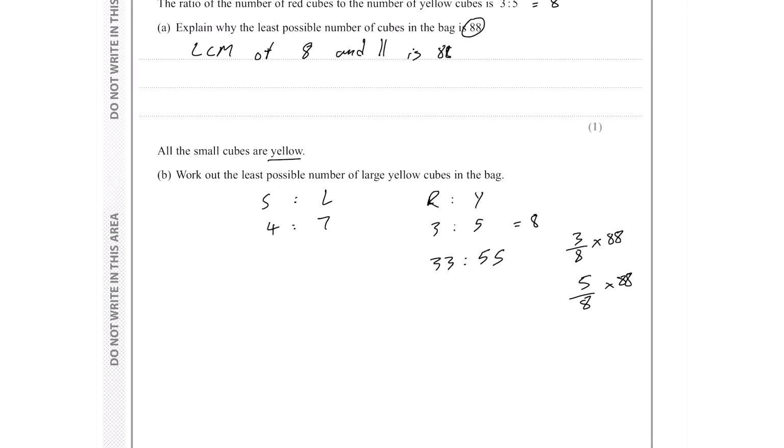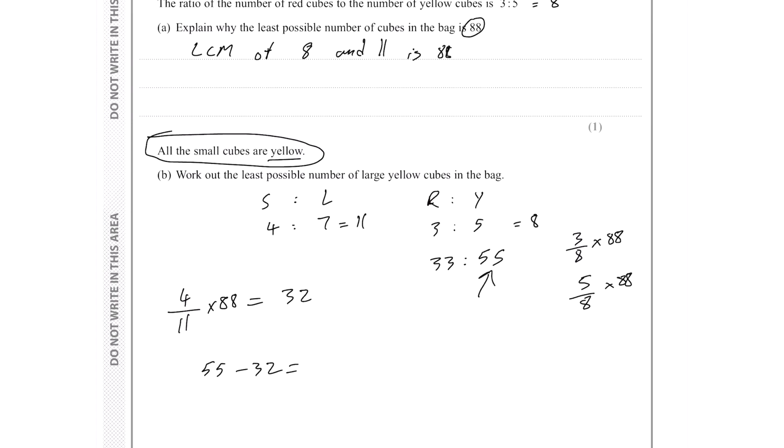So how many are small? Well, we know that this adds up to 11. We know that all small ones, which are 4 out of 11, out of the 88 are yellow. So we're going to do 4 over 11 times 88. That means there's 32 small ones, but we've been told all small cubes are yellow. So we know in total we have 55 yellow and there's 32 small. So that leaves us with 23. So that means there must be 23 large yellow cubes.